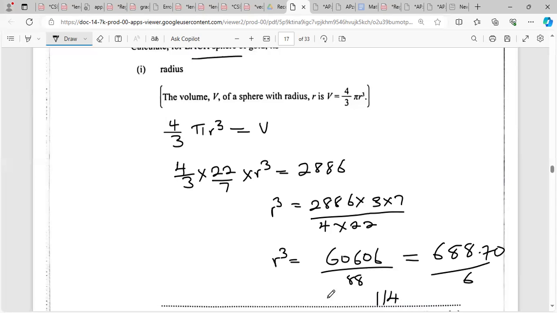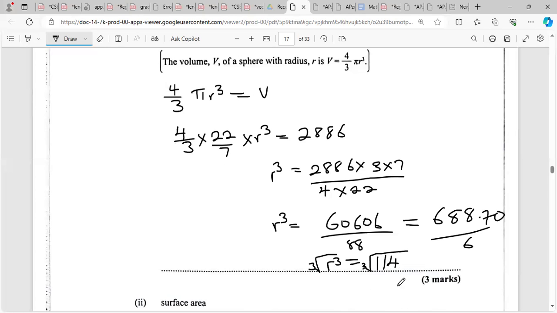Alright, but guess what? We still need to find the cube root of this, because the opposite of r cubed is a cube root. So punch this on the calculator now. And then r is equal to around there, 4.86. So that gives you the answer for that.